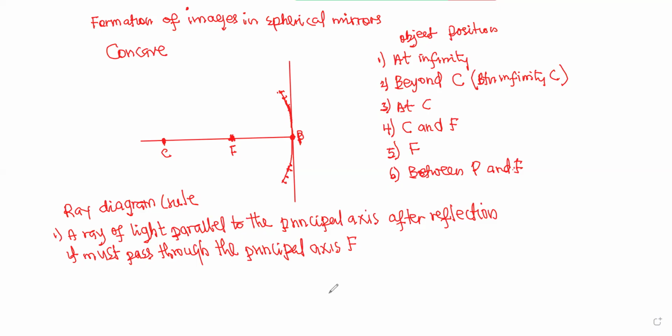A ray of light which is parallel to the principal axis after reflection must pass through the principal focus, F, or the focal point. Sorry, did I say principal axis? The principal focus, sorry. The principal focus, F, the principal focus or the focal point.